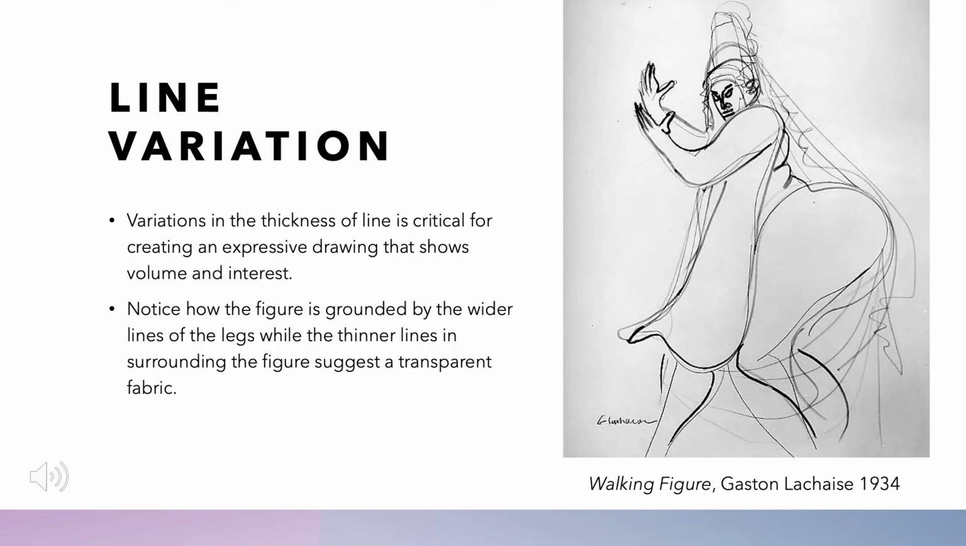Lastly, I'd like to discuss line variation. Variations in the thickness of line is critical for creating an expressive drawing that shows volume and interest. Notice how this figure is grounded by the wider lines of the legs, where the thinner lines surrounding the figure suggest a transparent fabric. Now imagine this drawing without the line variation. Would it have the same impact?